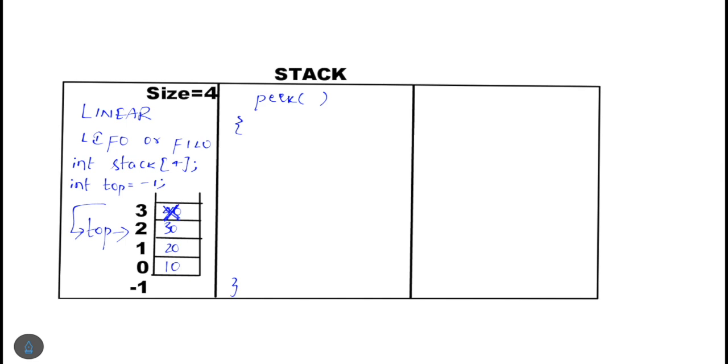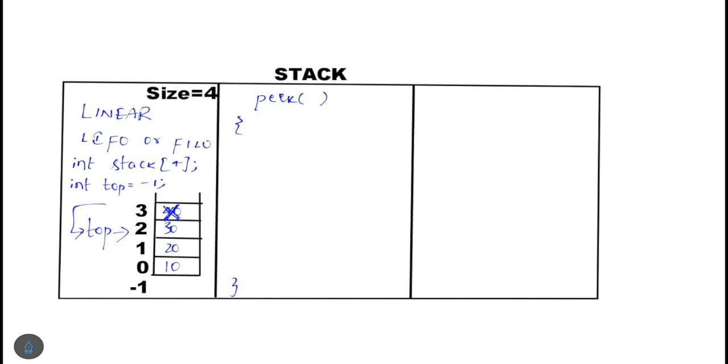We know that the topmost index position is always pointed to by the variable called top. So we can simply print stack of top. That will simply print the topmost value inside the stack. But before printing that, we need to have a condition. We can only print when there is some data, right? When the stack is empty, you cannot print or display anything. So you should check whether the stack is empty or not.